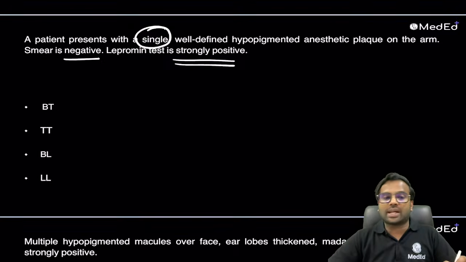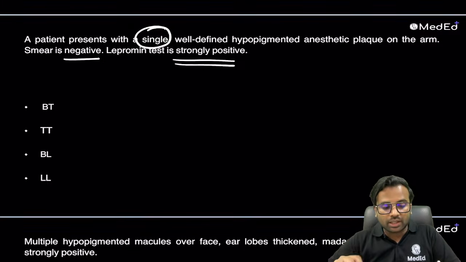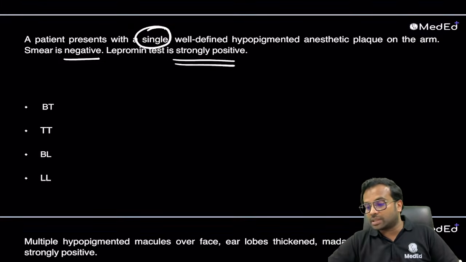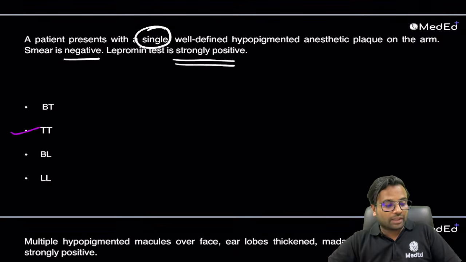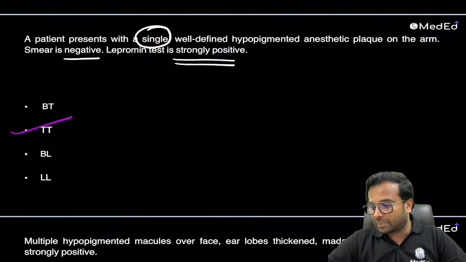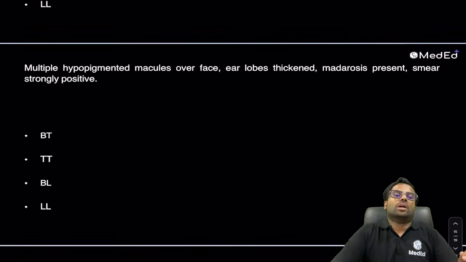So anyone, what is the answer? So here, is it BT, TT, BL, LL? Since there is only one lesion and lepromin is positive and skin smear is going to be negative, the correct answer here should be TT type of leprosy. So now let's do one more question here.